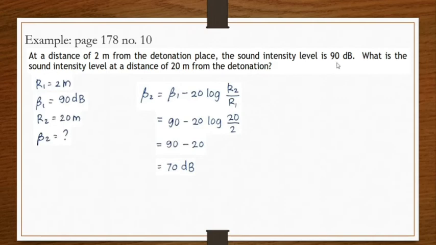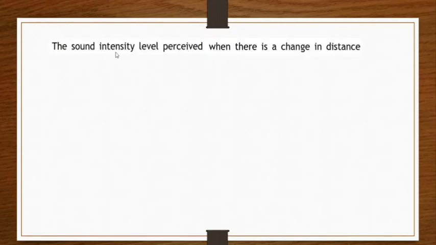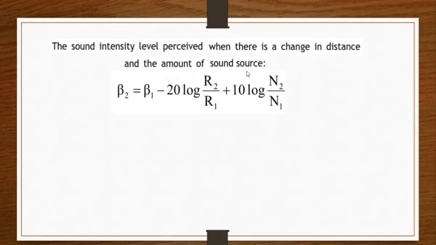To generalize, we can combine the two equations from before. The sound intensity level perceived when there is a change in distance, and also in the amount of sound sources, can be written down as this. So this is the combination of the two formulas that we discussed. Beta 2 equals beta 1 minus 20 times the log of R2 over R1 when there is a change of distance, plus 10 times the log of N2 over N1 when there is a change in the amount of sound sources.